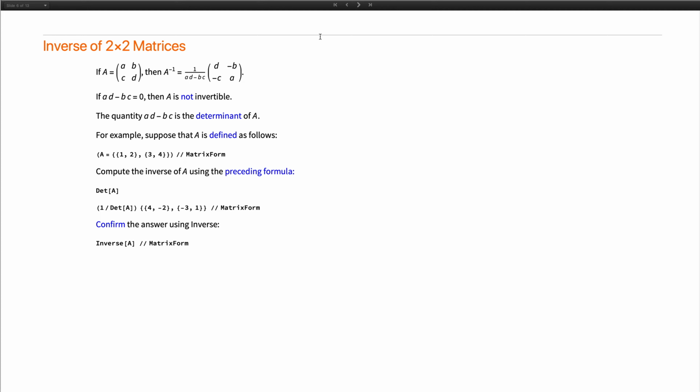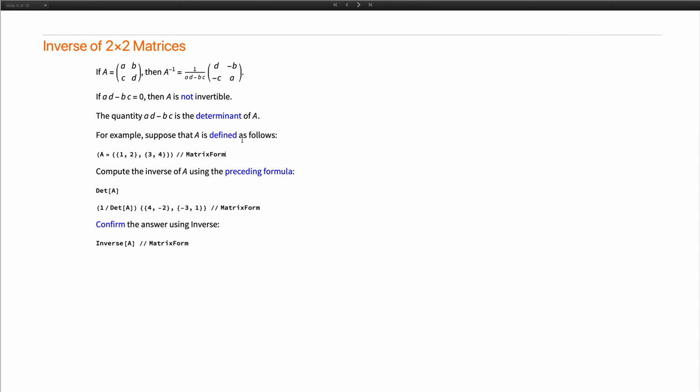But for now, let's talk about some simple cases where you can actually do it, and that's the situation where you have a 2 by 2 matrix. If you have a 2 by 2 matrix, a, b, c, d, then its inverse has a very nice, simple, closed form. Basically, you flip the diagonal elements. You have d, a where you had a, d, you change the sign of the other two elements, and you divide by ad minus bc. And of course, if you're dividing by 0, then you have a non-invertible situation. This number is called the determinant of A.